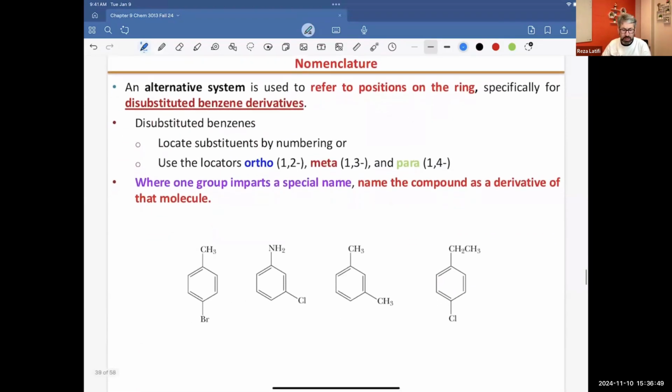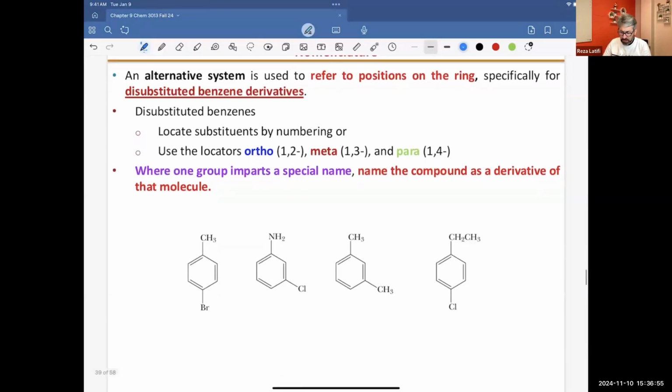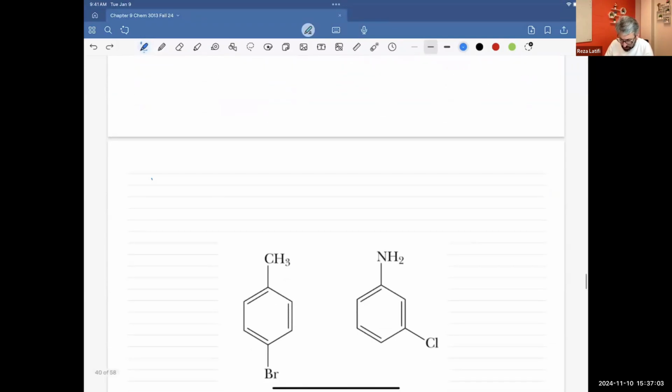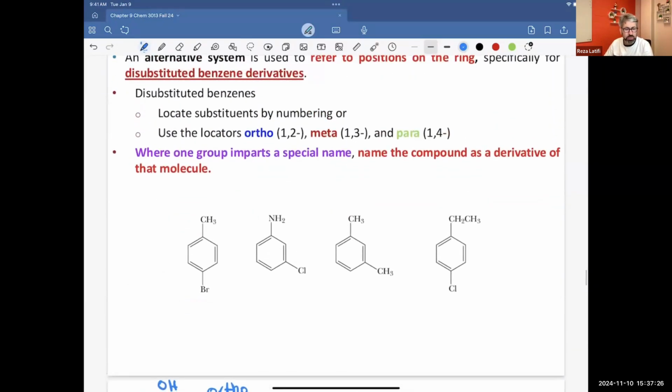Okay. Another way to name them, okay, we can use ortho, meta, or para. And just to remind you, okay, if for example, let's say we have such a molecule, OH, these 2 positions, we call them ortho. That one we call it meta. So this one also will be meta, and this is going to be the para position. Okay. So how do I name this compound?